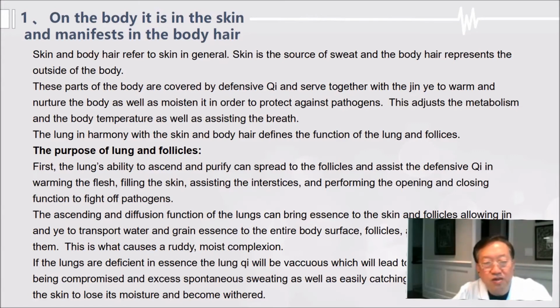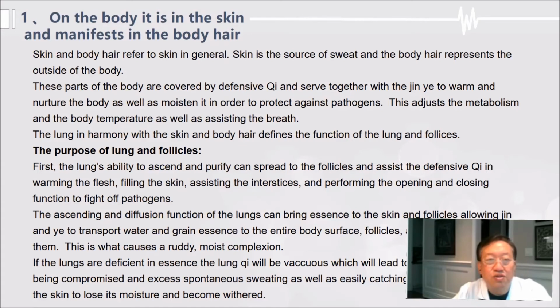First, the lung's ability to ascend and purify can spread to the follicles and assist the defensive qi in warming the flesh, filling the skin, assisting the interstices, and performing the opening and closing function to fight off pathogens.